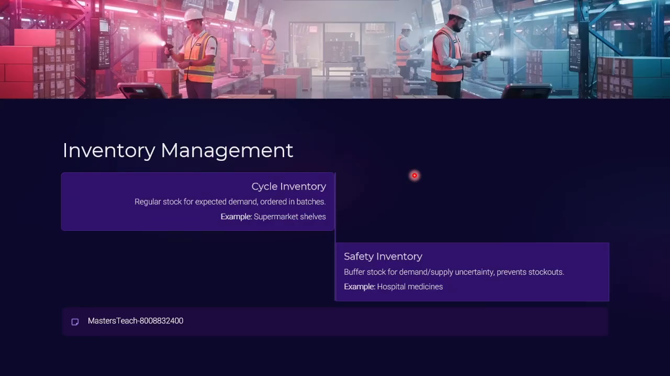Okay, then inventory management. How the stock can be managed. One is cycle inventory and the second one is safety inventory. What is cycle inventory? Regular stock for expected demand, ordering in batches. Example, supermarket shelves. Okay, so this is called cycle inventory. Then safety inventory means you are going to have the buffer stock for demand and supply uncertainty. It prevents stock outs. Example, hospitals and medicines. Okay, hospital medicines.